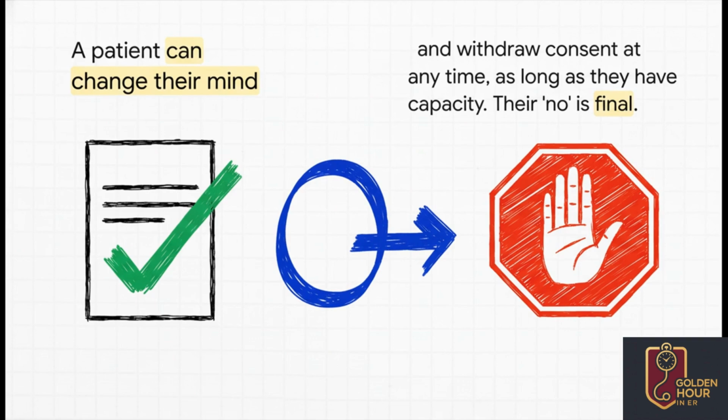And please remember, consent is not a one-and-done signature on a form. It's an ongoing process. A patient can say yes, you can leave the room to get your kit, and by the time you come back, they can say no. And if they have capacity, their no means you stop. Period.